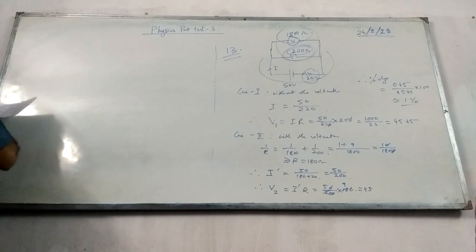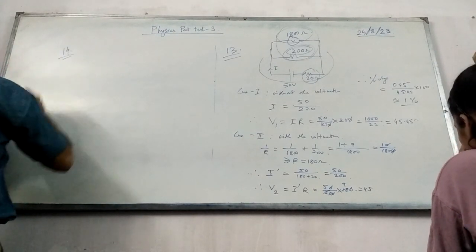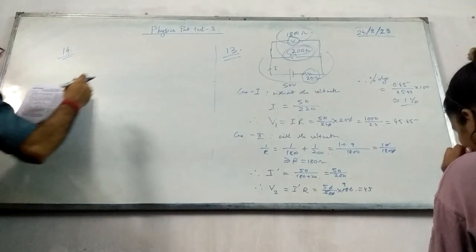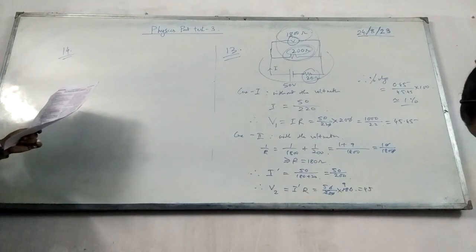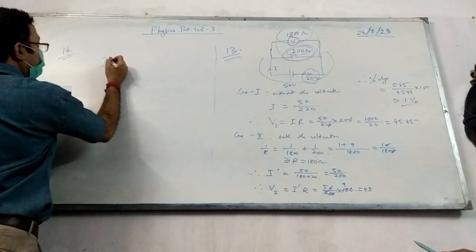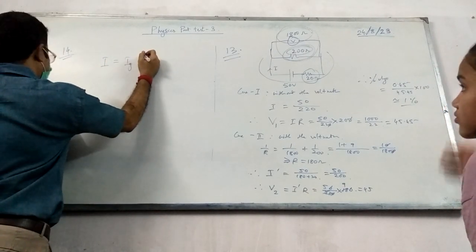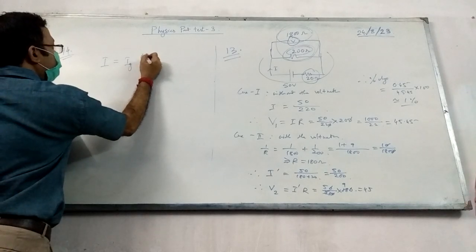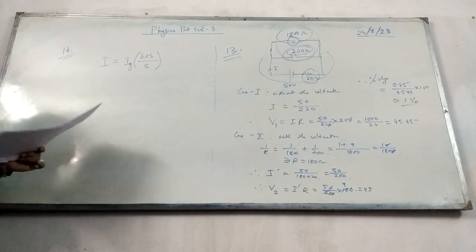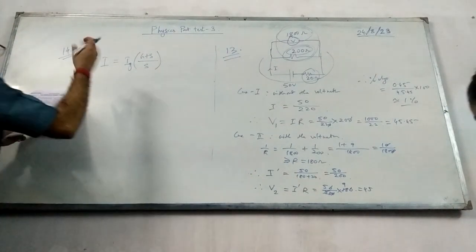Okay, next question is question number 14. It says the deflection in a moving coil galvanometer falls from 50 to 10 divisions when a current shunt of 12 ohm is connected across it. The resistance of the galvanometer is? So you know the formula: I equal to Ig into G plus S by S. Just substitute here.